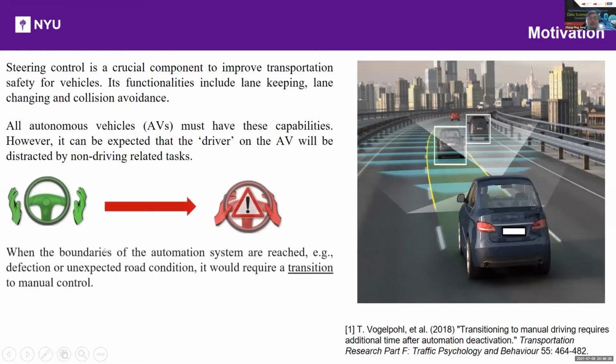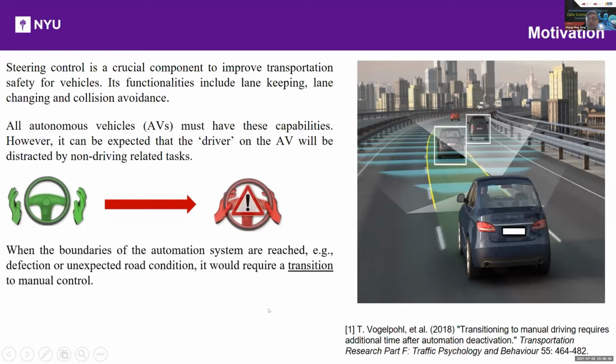There is a lot of study in the transportation area and in psychology. People notice that when you put a human in the vehicle, if you talk about something like level 3 automation, not a fully automated vehicle, you put a human driver in the vehicle, but they don't touch the steering wheel. When some emergency case happens, for example, when the automation system is defective or the road condition suddenly changes, then you have to get a human involved.